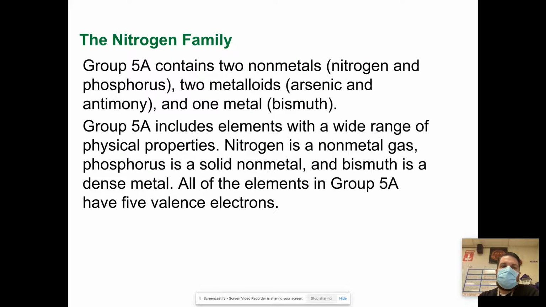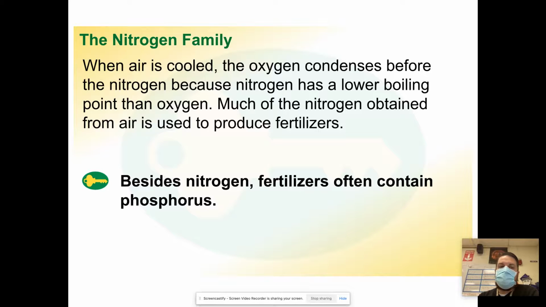The nitrogen family, group 5A, 2 nonmetals, nitrogen and phosphorus, 2 metalloids, arsenic and, I'm really bad at pronouncing these, whatever that word is, and 1 metal, whatever that word is. 5A contains elements with a wide range of physical properties. Nitrogen is a nonmetal gas. Phosphorus is a solid nonmetal. But they all have 5 valence electrons.